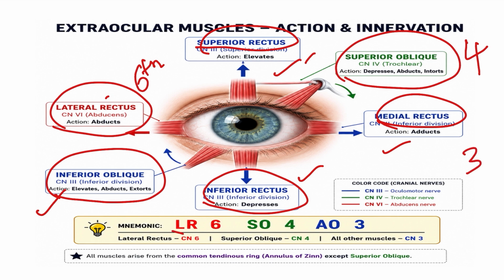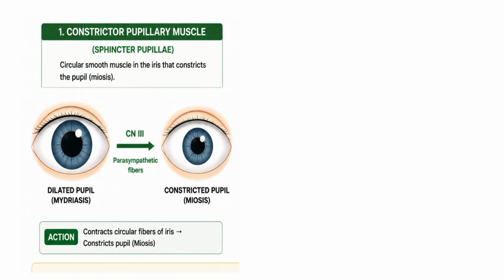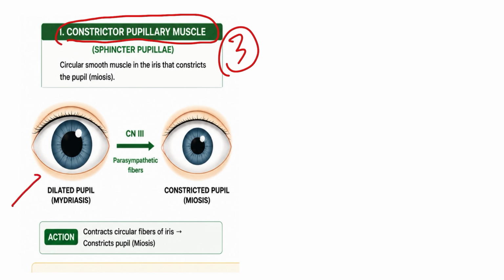The mnemonic to remember this is LR6, that is lateral rectus is supplied by the sixth cranial nerve, and SO4, that is superior oblique is supplied by the fourth cranial nerve. LR6, SO4. Apart from these muscles, the third cranial nerve also supplies the constrictor pupillae muscle. So once light falls onto the pupil, because of the action of the constrictor pupillae muscle, the pupil will constrict.